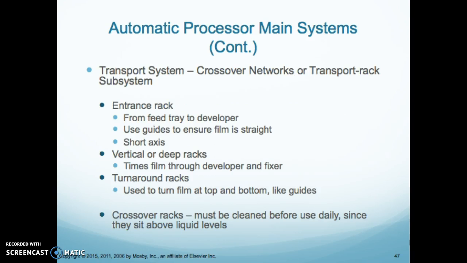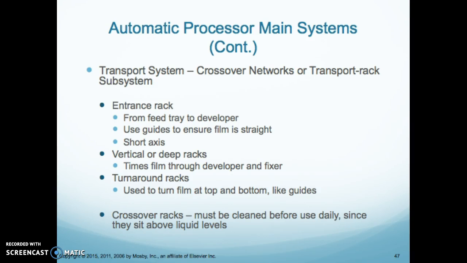So the crossover networks or transport rack systems, so the entrance rack, which is at the feed tray, where you put the film down to enter the processor into the developer. There's guides to ensure the film is straight, so you're always going to put the film in with the short access and up against the guide so it goes into the processor straight. The tanks are vertical and they're deep, and the racks go within.